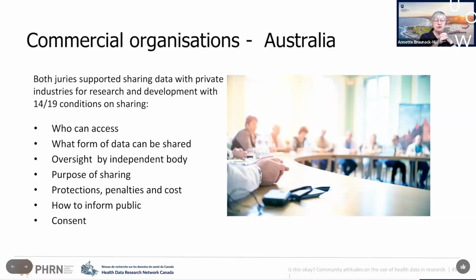However, they had a range of conditions on that general view, 14 for one jury and 19 for the other. First of all, they wanted controls on who could access. There was a very strong view that insurance companies should not be able to access health data under any circumstances, whereas pharmaceutical companies and medical device developers were acceptable. In some cases, some jurors suggested that the data was best shared in aggregate form, but there were also recommendations that the data be able to be accessed as individual unit records, provided all of the identifying information, names, addresses, and dates of birth had been removed.